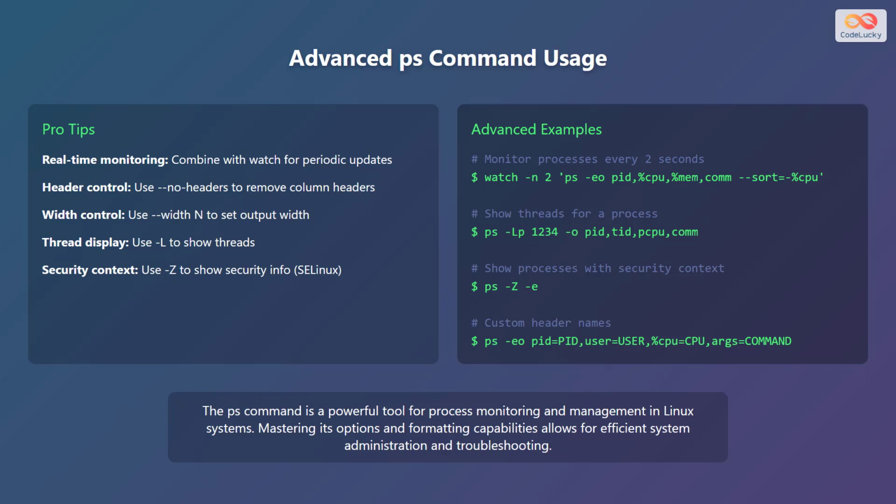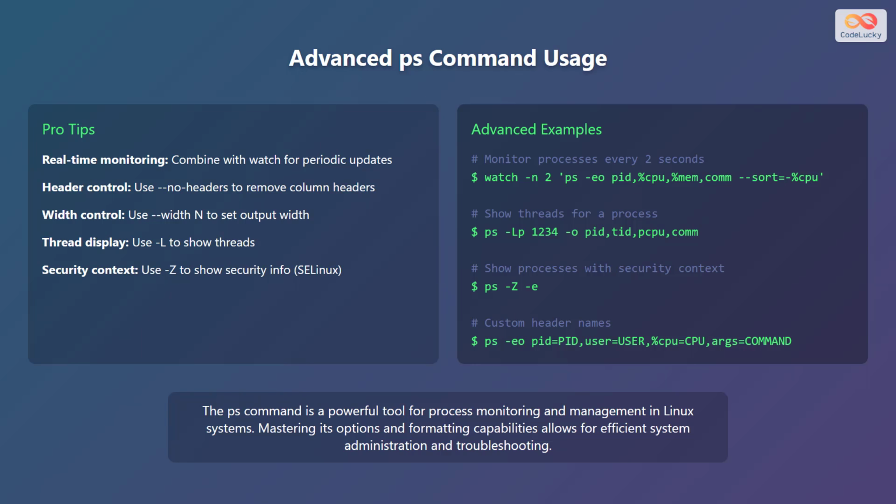Let's explore some pro tips for advanced usage. Combine the ps command with watch for real-time monitoring with periodic updates. Use --no-headers to remove column headers. Use --width followed by a number to set the output width. Use -L to show threads. Use -Z to show security information related to SELinux.